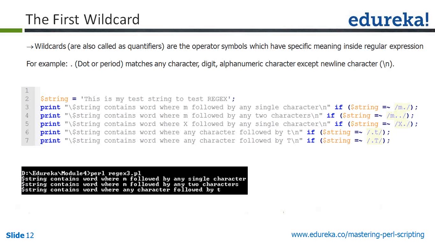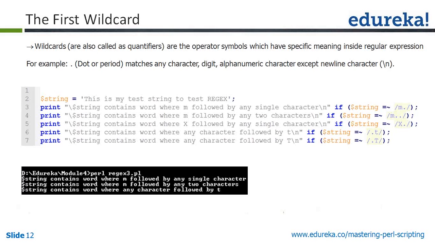Dot represents any single character except \n. So it can be a character, a digit, or any alphanumeric character, but it should not match \n. It matches space as well, it matches tab as well, but it won't match \n. So let's say I have a string which contains some statement: this is my test string to test regex.